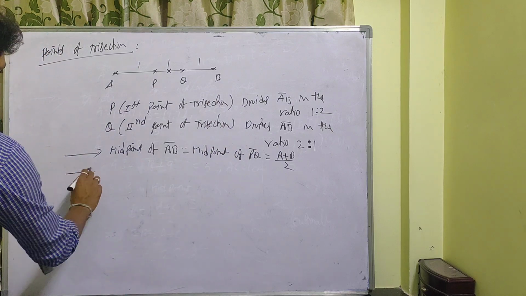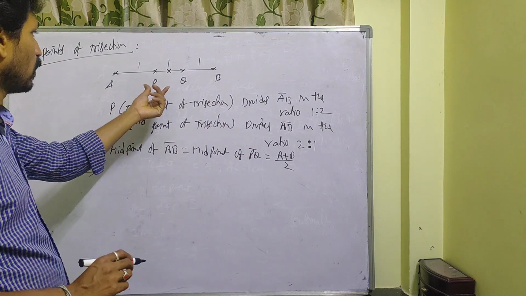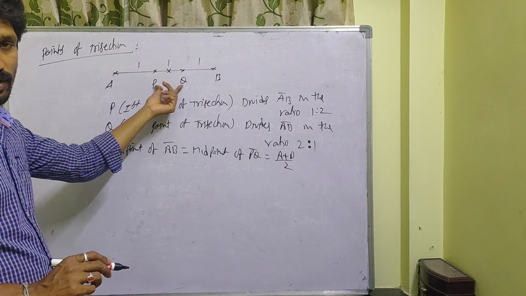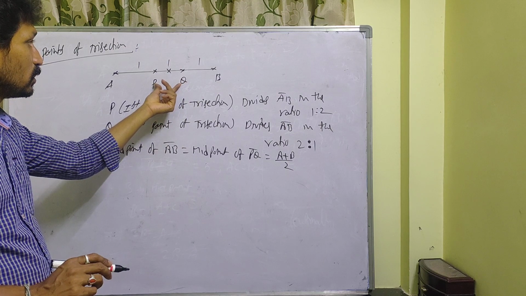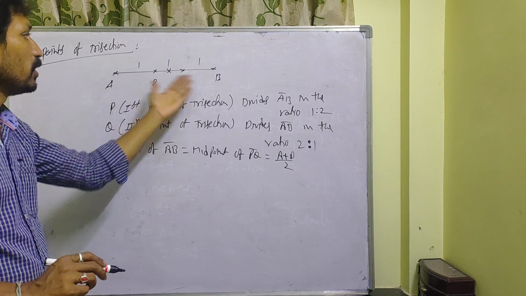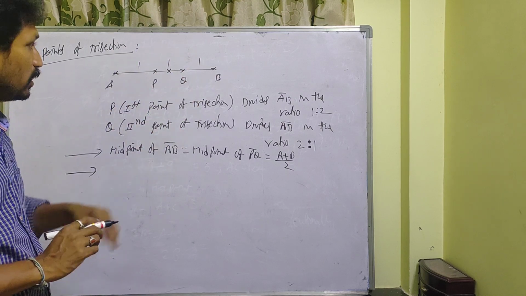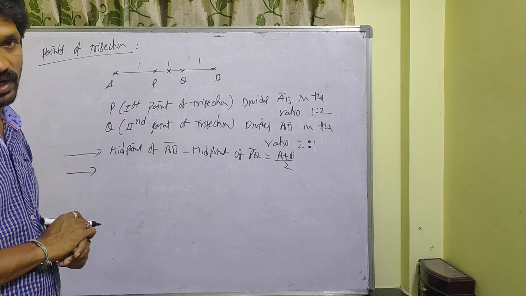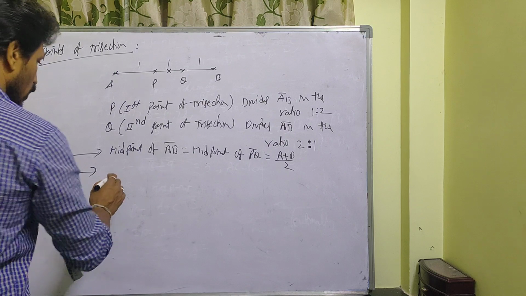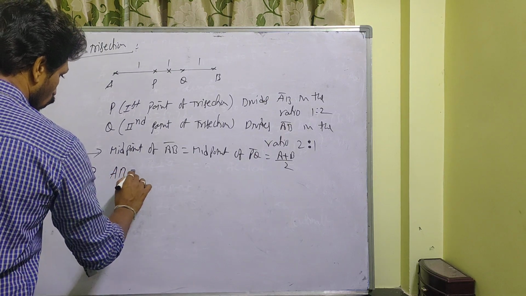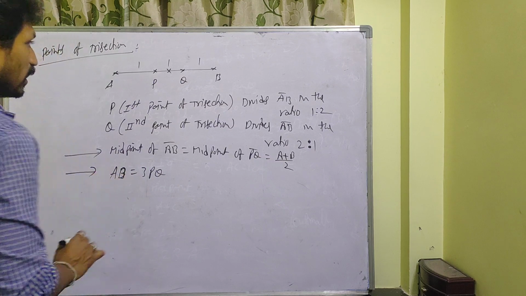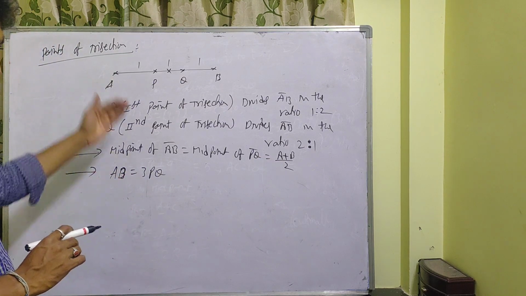Next one. Here PQ is 1/3 of AB, just remember. That means AB is equal to 3 times PQ, you can write. See, AB length is equal to 3 times PQ, just remember.